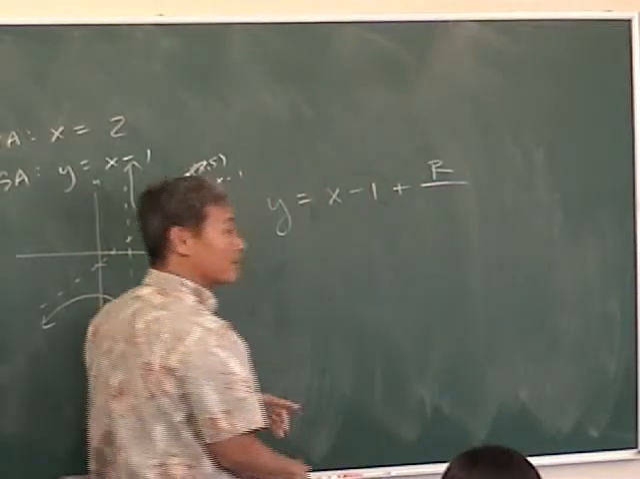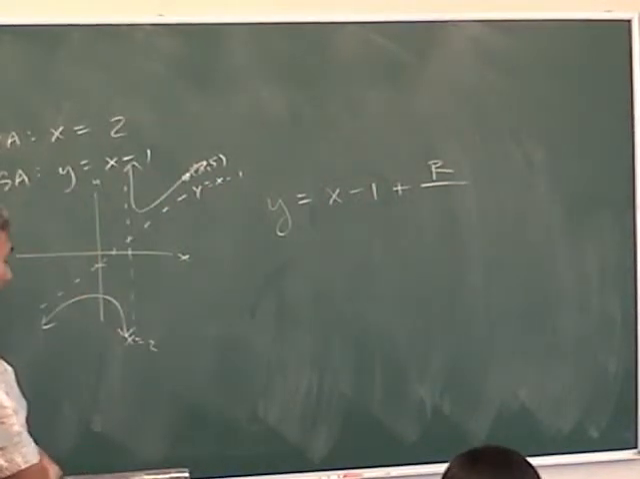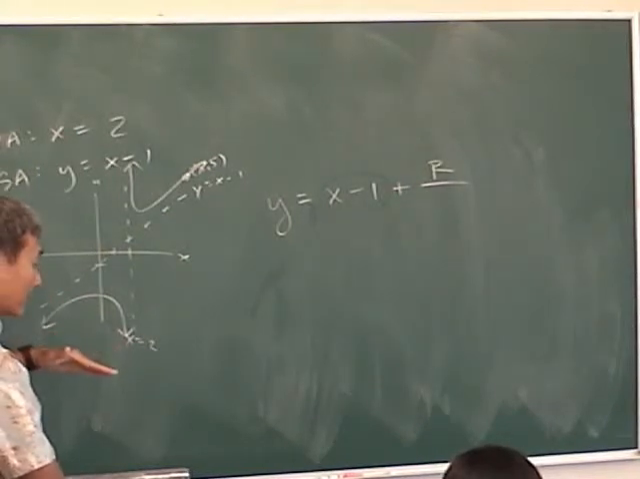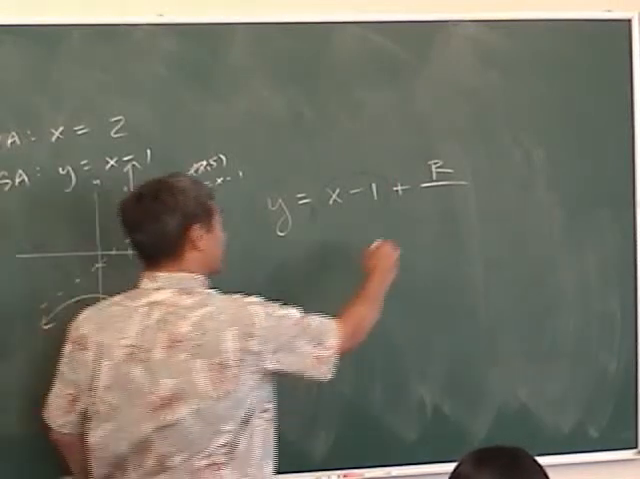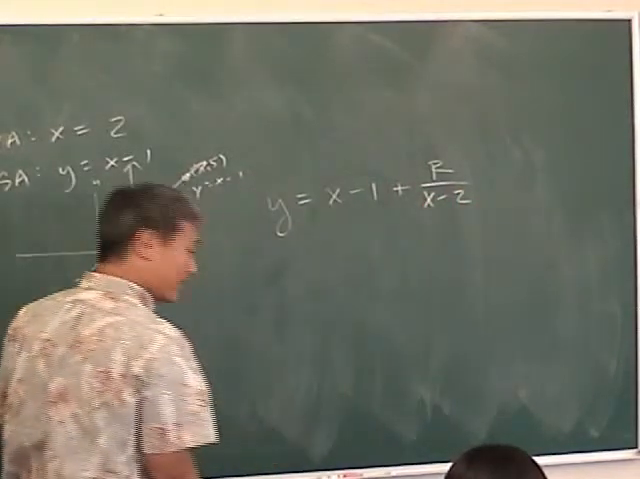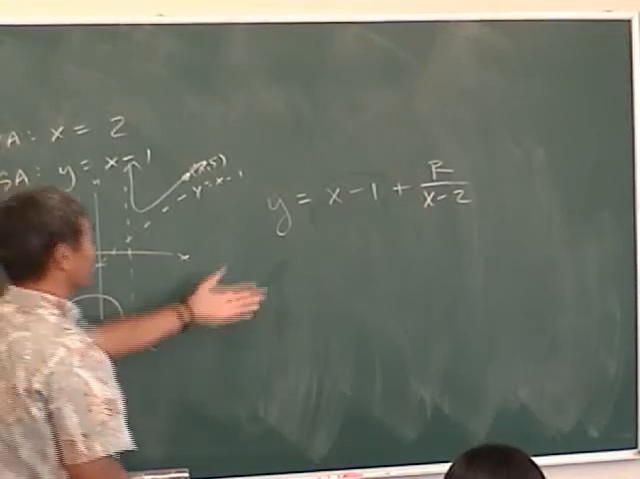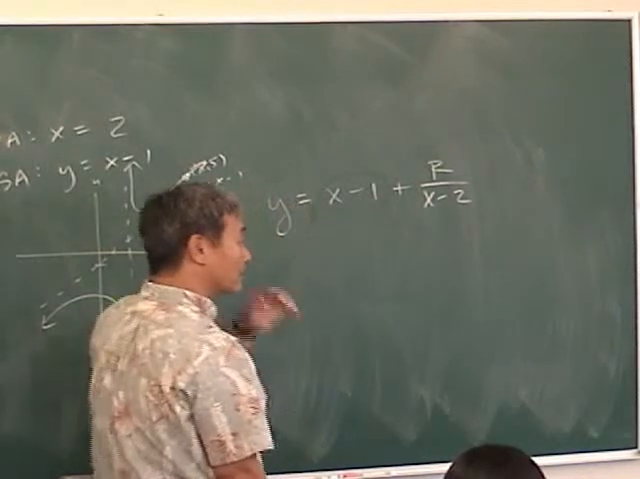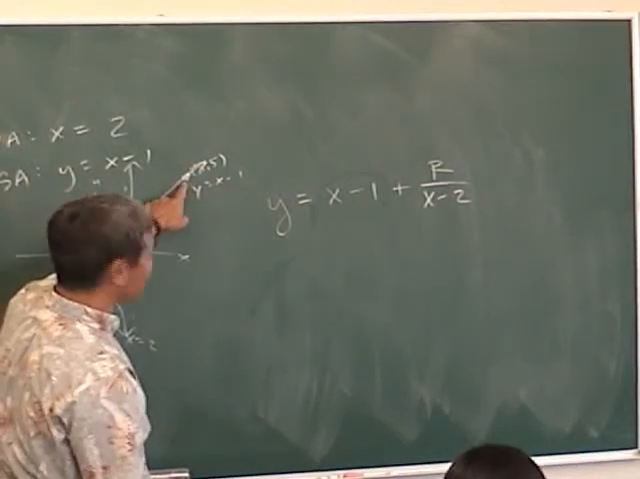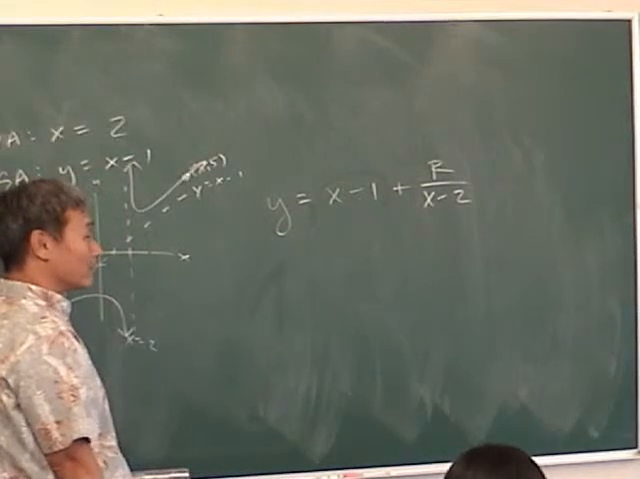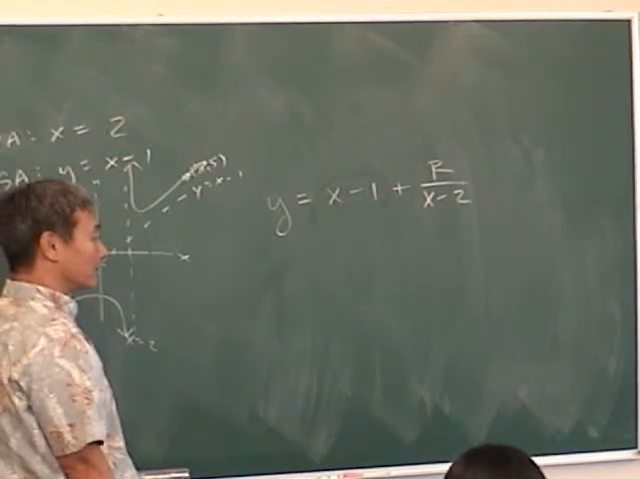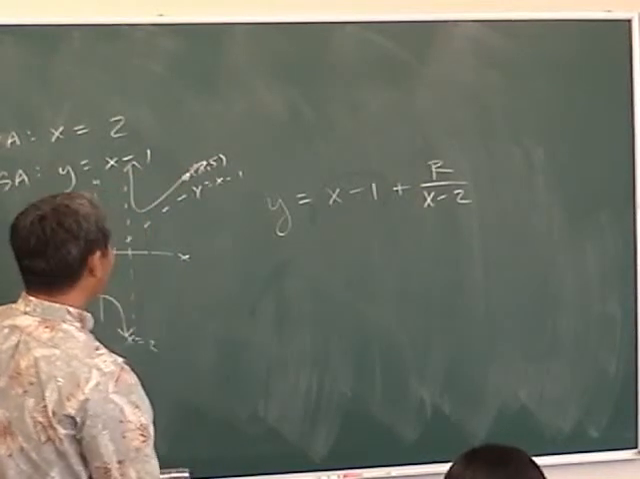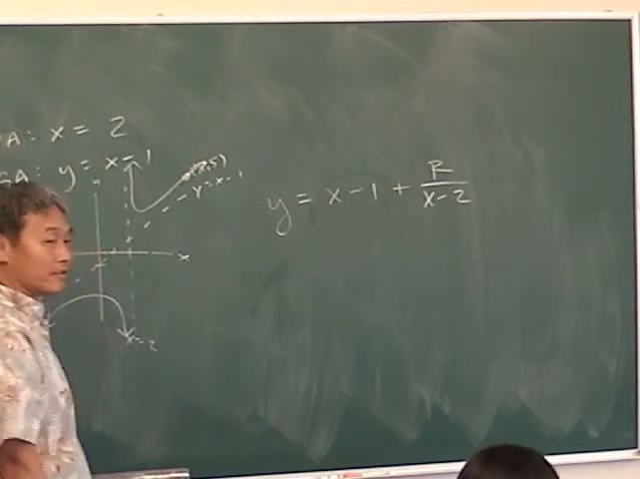Remainder over the divisor. Okay, what's the divisor going to be? Well, if you have a vertical asymptote of x equal 2, what has to be in the denominator? X minus 2, right? So the divisor has to be x minus 2 because the vertical asymptote is x equal 2. This is your equation. All you have to do is figure out what the remainder is. How do I do that, Mr. Park? Well, the graph passes through the point 5, 5. Therefore, you plug it in. If a graph passes through a point, that means you can plug it in. So if I plug in 5 for y and 5 for x, you can figure out what r is, right?